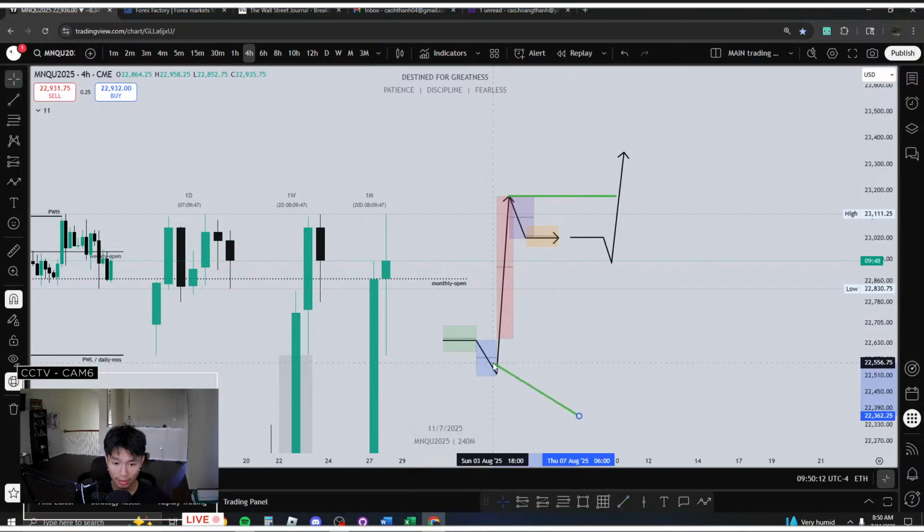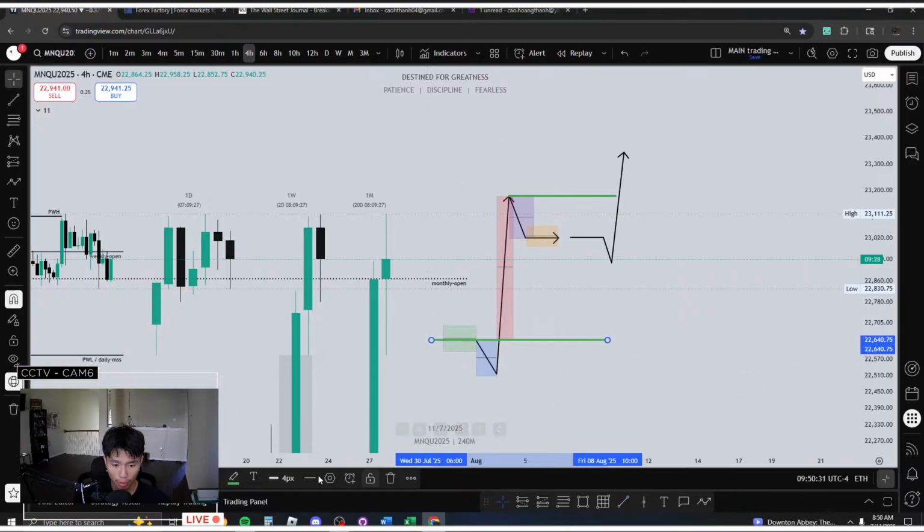It doesn't matter where you buy, but it has to be below the opening of the candle, right? So the best buys, if you're bullish, are going to be below the open of the candle. The open of the candle is here. So anywhere below that red line would be a buy if you have the setup and everything.